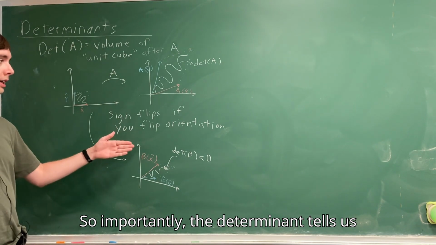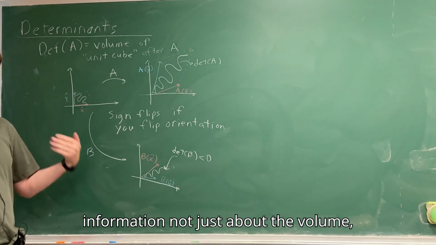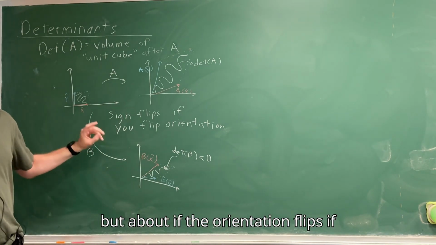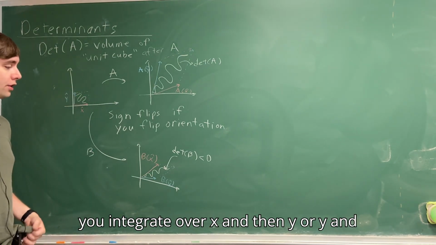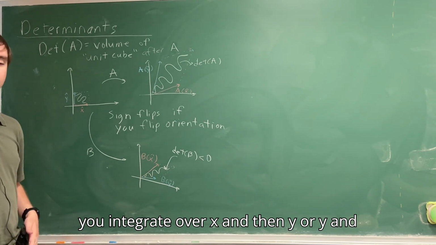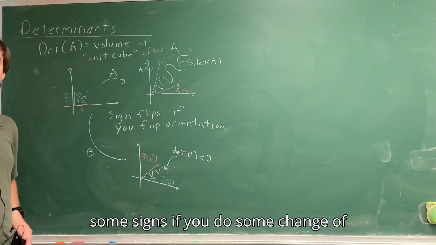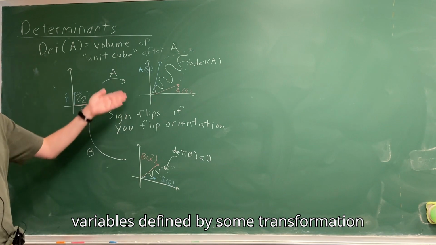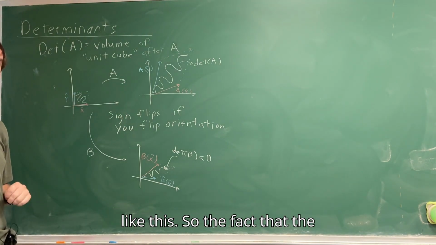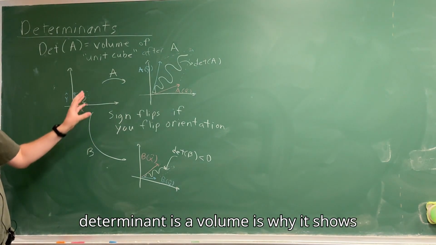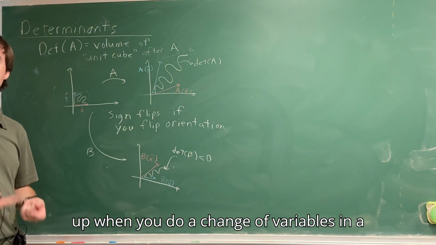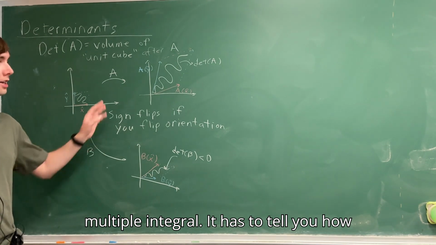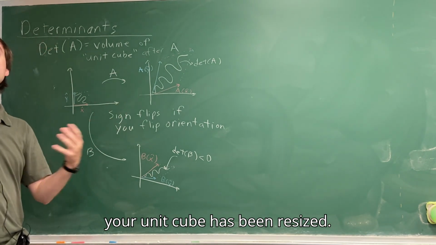So importantly, the determinant tells us information not just about the volume, but about if the orientation flips, if we're now doing this the other way. If you integrate over x and then y, or y and then x, are you going to have to flip some signs if you do some change of variables defined by some transformation like this? So the fact that the determinant is a volume is why it shows up when you do a change of variables in a multiple integral. It has to tell you how your unit cube has been resized.